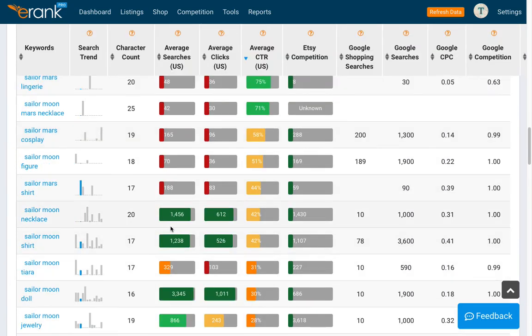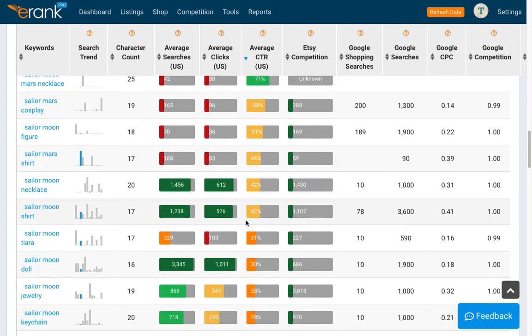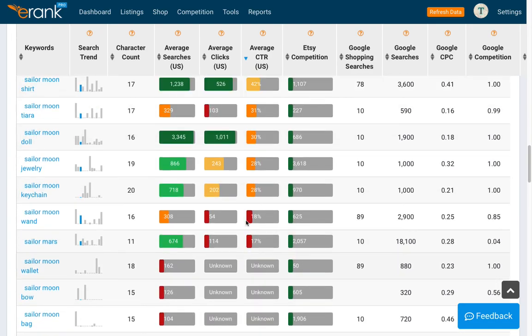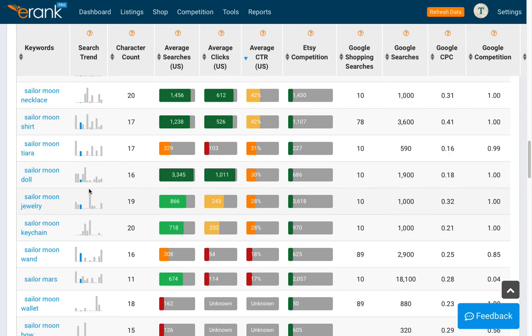I wonder if there's something that, like, wow, Sailor Moon necklace. Ooh, now that'd be good. A lot of people are looking for Sailor Moon necklaces, and they're fairly engaged in the listings for them, and the competition's not horrible, but there's some competition there. Sailor Moon doll, definitely sort of a star here.